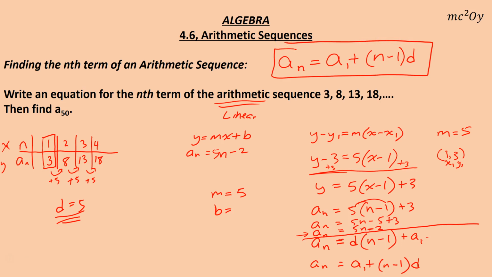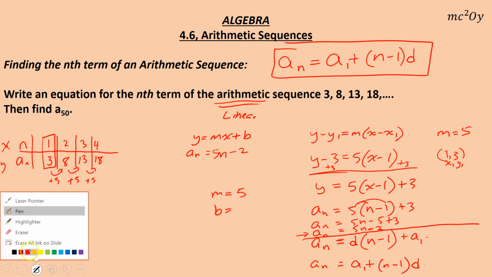Now, some students would look at that and go, whoa, why didn't we just use slope-intercept form? Well, we weren't given the y-intercept. And some of you go, hold on, isn't the y-intercept when x equals 0? When this equals 0? And I would say, yes, it is.